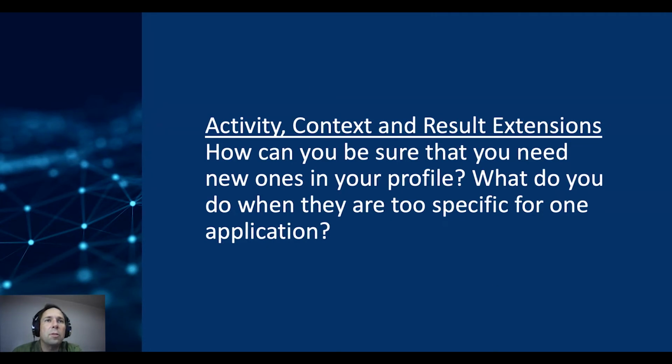What do you do when they're too specific for one application? That's a great question, and I'm going to answer it a little bit broader than just the activity context and result extensions to start. For the most part, if you're going to use a verb significantly differently, you should essentially recoin a verb.